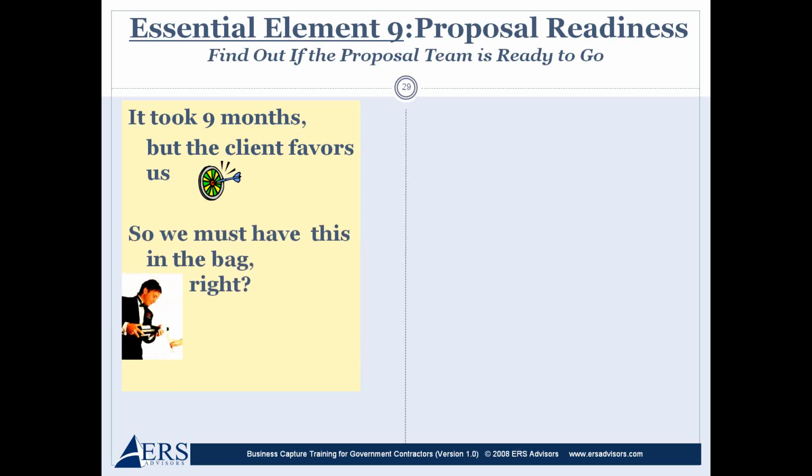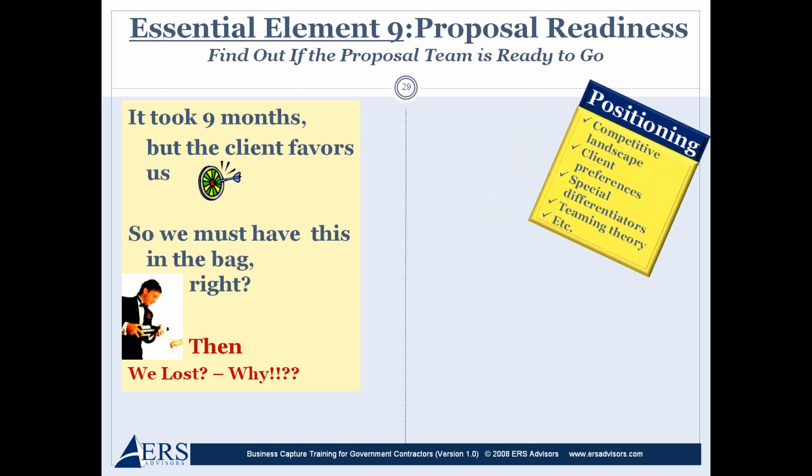Well, you might, but then you submit the proposal and you lost. And you say, well, what happened? We did everything right. We went from stage 1 to stage 2 to stage 3 to stage 4. We're all set. The client knew we were coming. They liked the team. Our solution was really attractive. So what happened? Well, here's what happened.